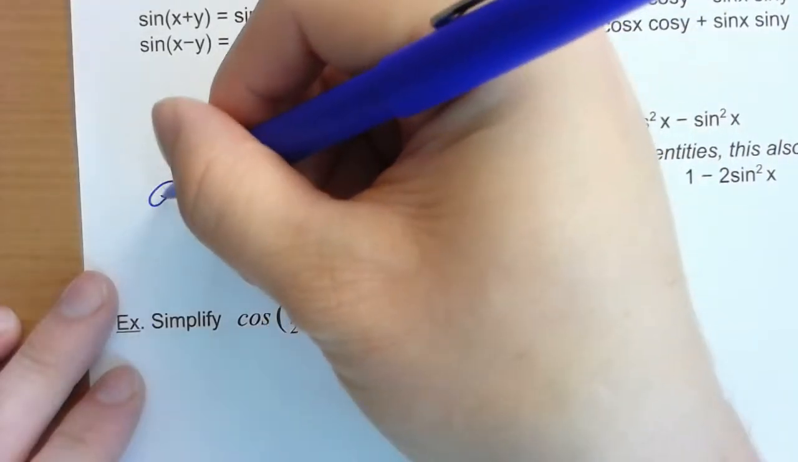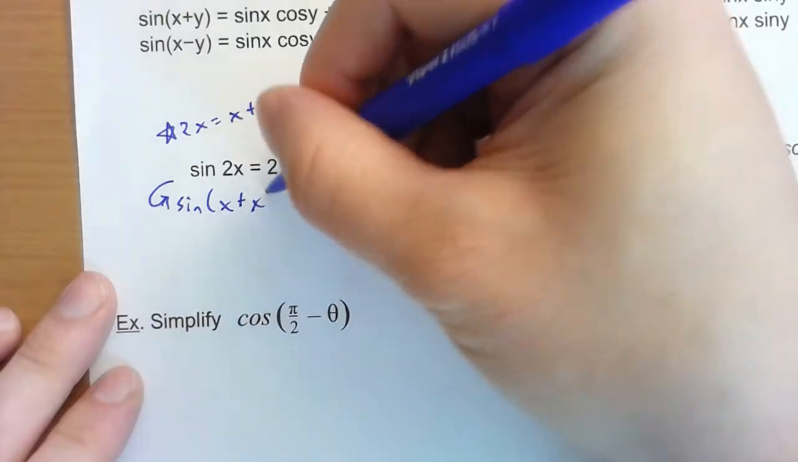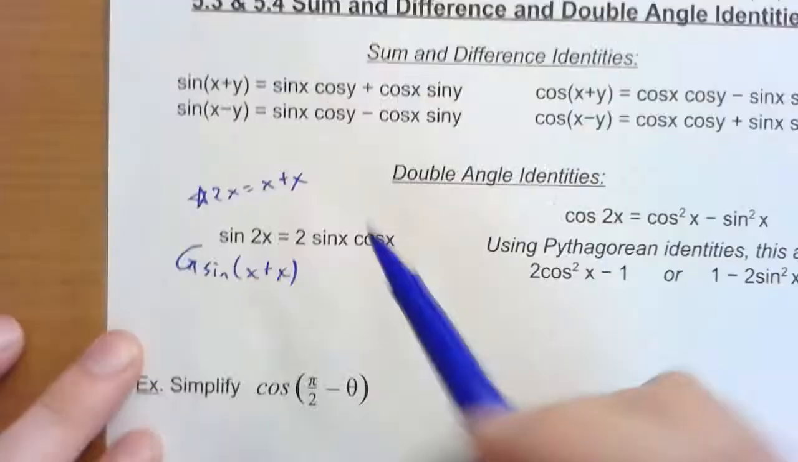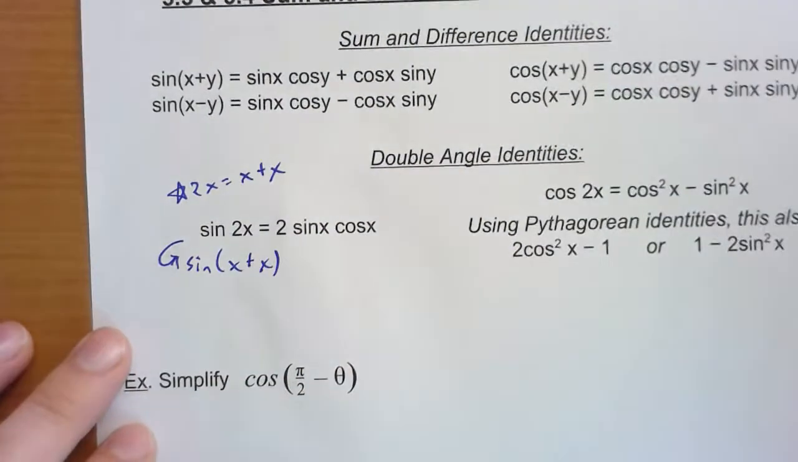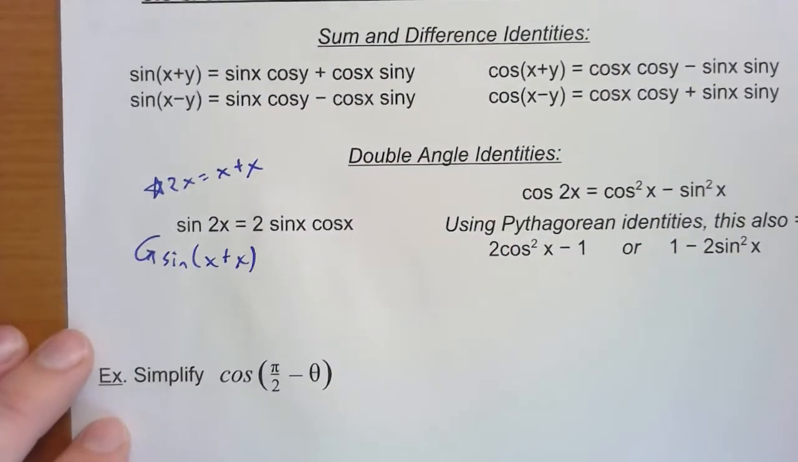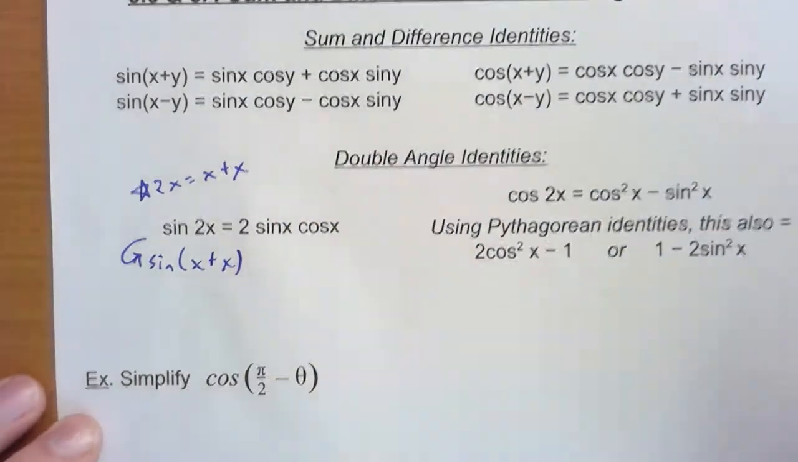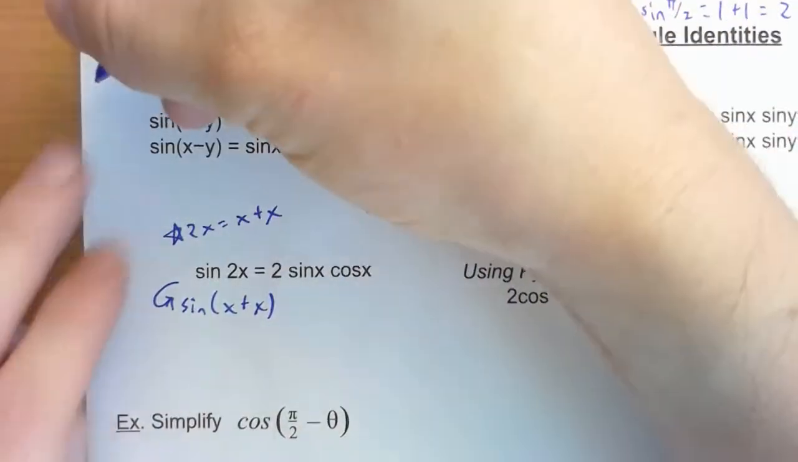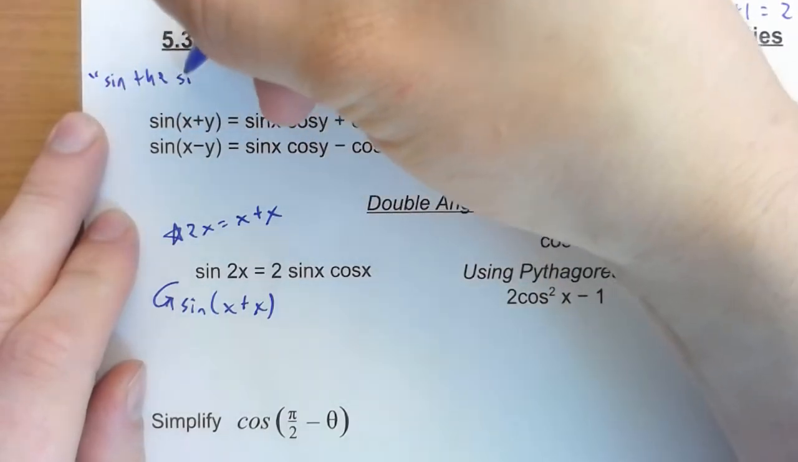So if I wanted to find sine of 2x, I could find sine of x plus x. And so then we could use this identity right here, just instead of an x and a y, we'd have both of them being x's, right? Now, one trick that helps me remember these is that for sine, the sign is the same.